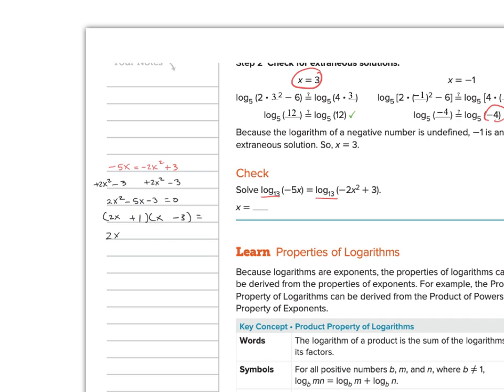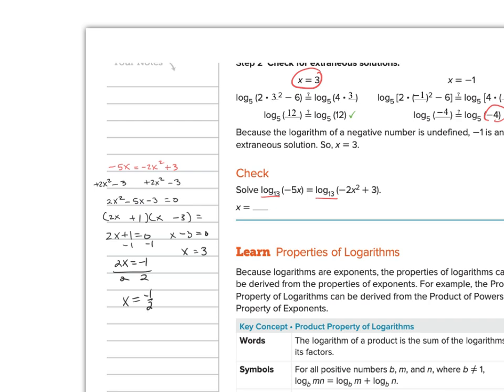So again, 2x plus 1 is equal to 0, and x minus 3 is equal to 0. So x is going to be equal to 3. And over here we end up subtracting 1, and we end up with 2x is equal to -1. Well, that's not going to work out for us because, let's see, can x be -1/2?